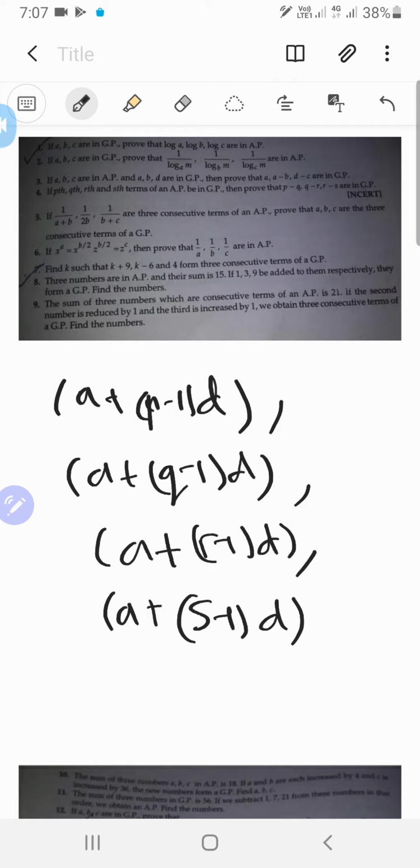Okay, so these are in a GP. What can you get from that? And what do we have to prove? We have to prove that P minus Q, Q minus R, and R minus S are in GP.